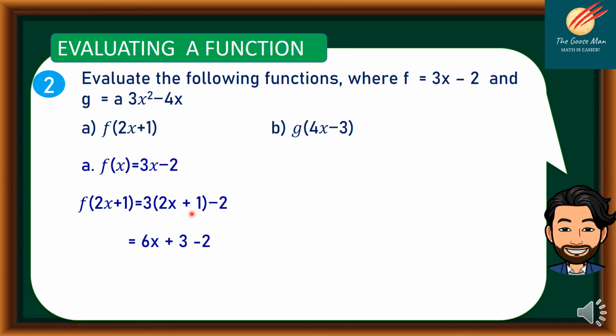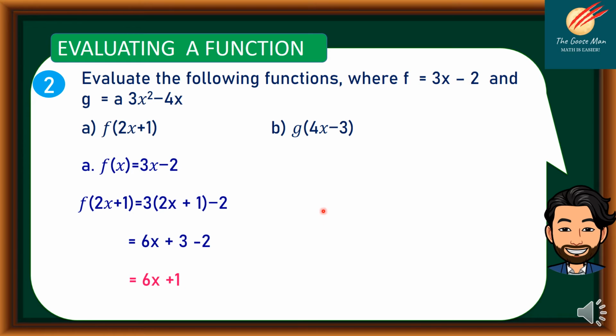So distribute: 3 times 2x is equal to 6x. 3 times 1 is equal to 3, then minus 2. Simplifying it further, 3 minus 2 will give us 1. So therefore, the final answer, f of 2x plus 1 is equal to 6x plus 1.